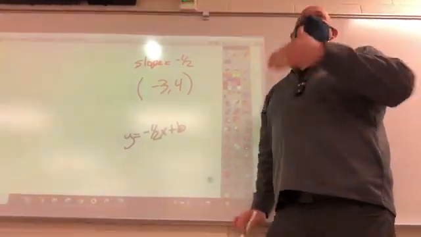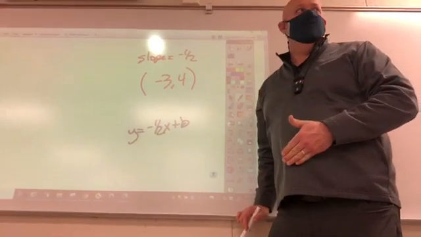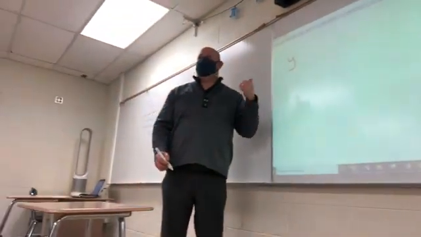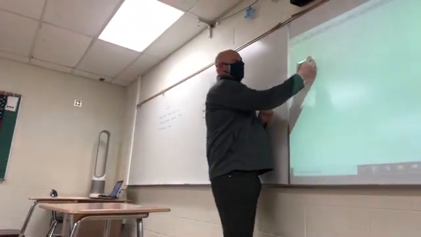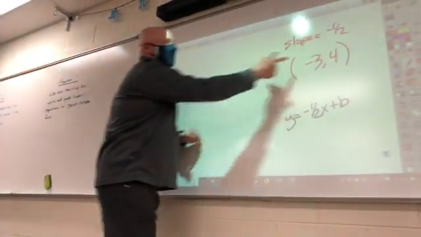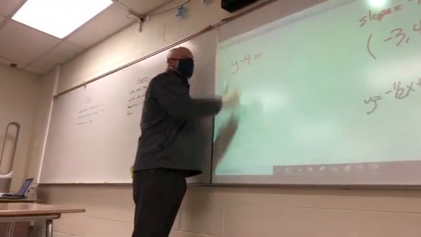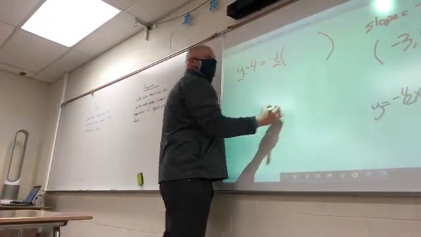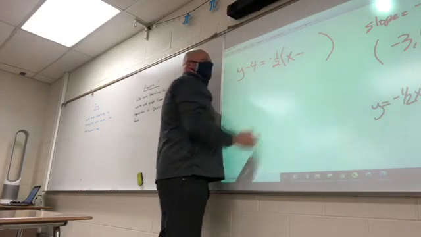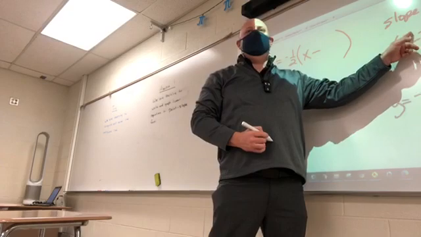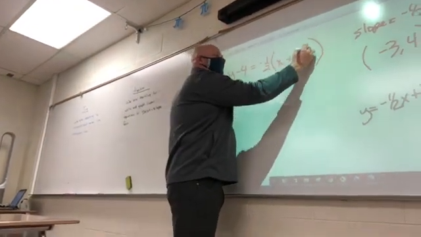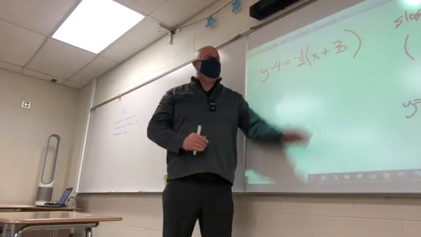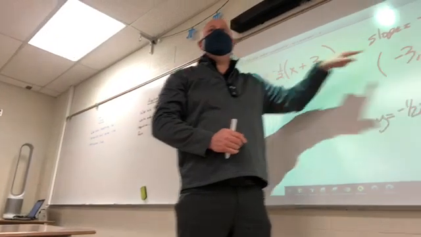But if I just said, write any equation of this line, well, instead of using y equals mx plus b, now we just use point slope. So it'd be y minus the y, which is 4, equals -0.5, the slope, times the quantity of x minus the -3. How do you minus the -3? You add 3. You're done. You can go straight from the slope and a point straight into an equation.